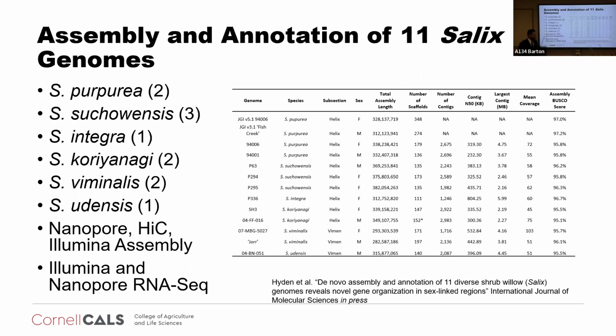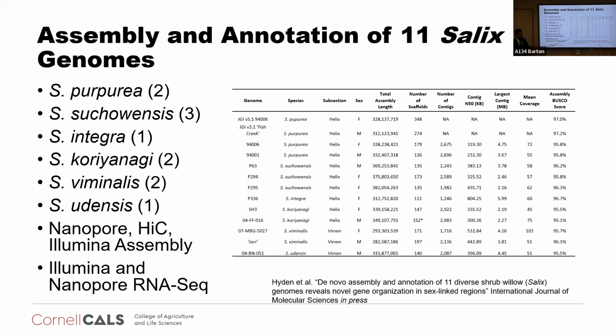So we did nanopore sequencing; those were then scaffolded with Hi-C, and then Illumina sequencing was used to polish those assemblies. Illumina and nanopore RNA-seq were also collected from each of these individuals, from 8 tissue types, which we used to annotate these reference genomes.